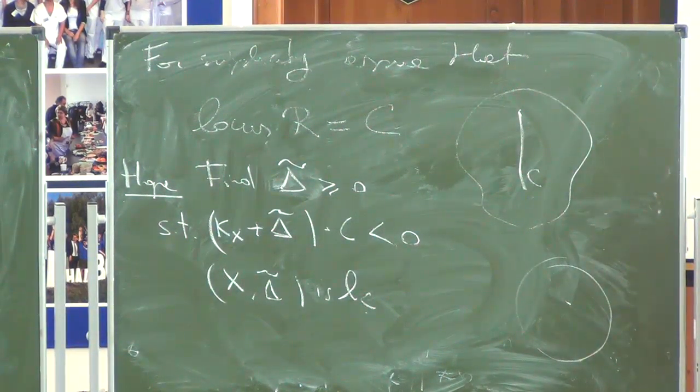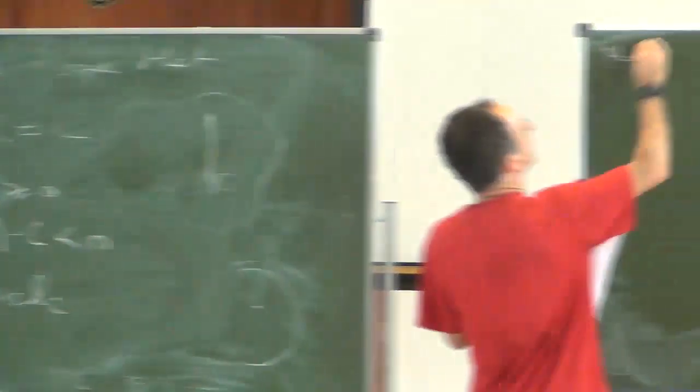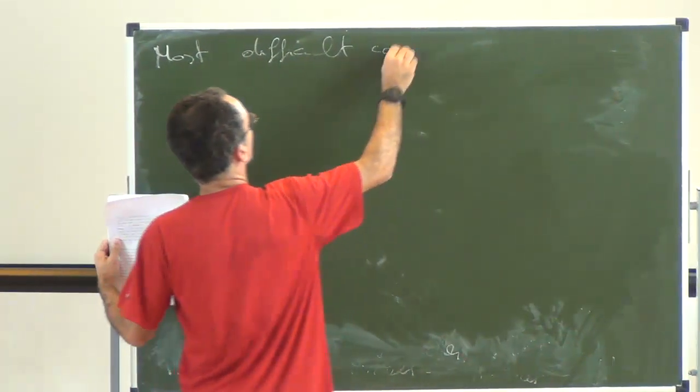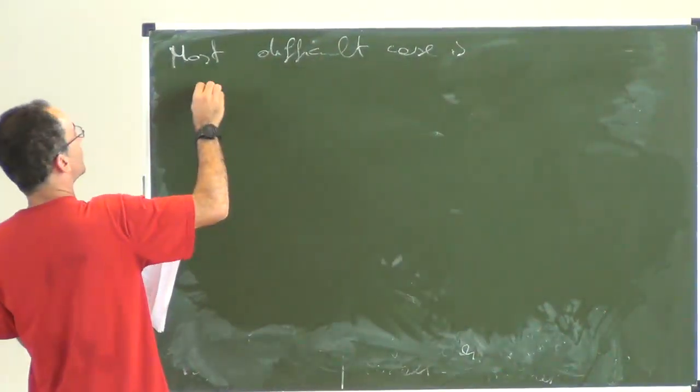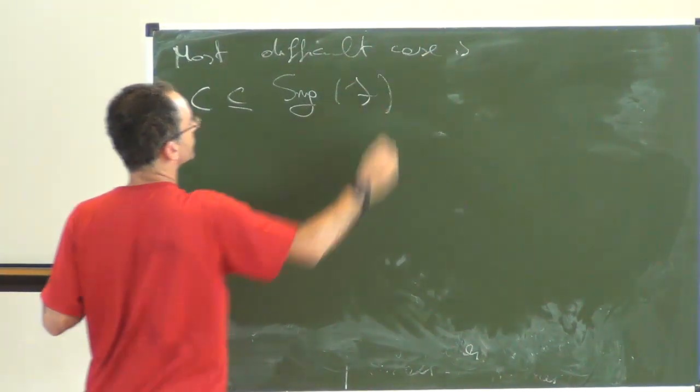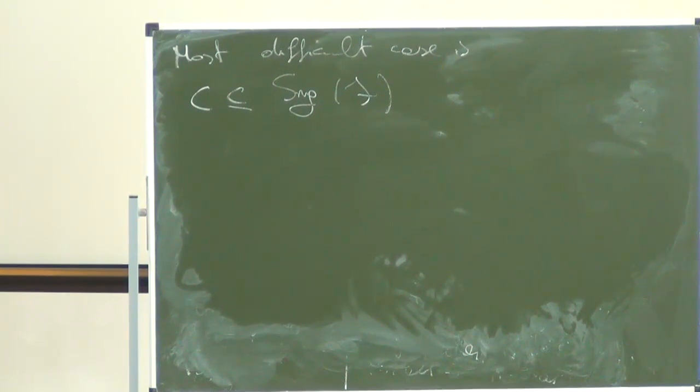Okay, so if this curve C is not contained in a single locus of F, this is quite a straightforward result. So the most important case, the most difficult case, is when C is contained in the single locus of F. Okay, so I'm going to talk about this case a little bit.